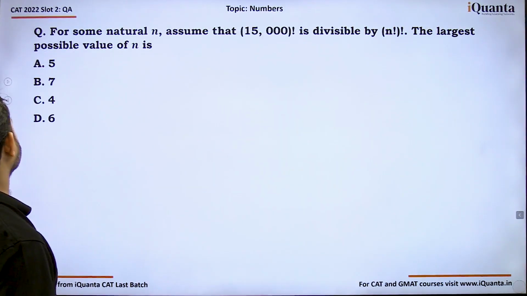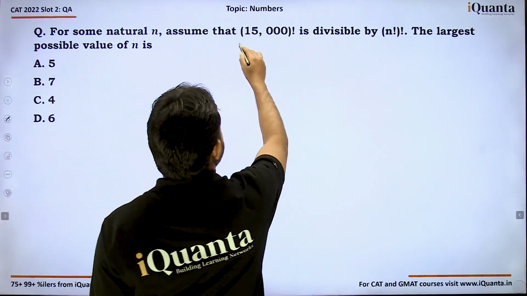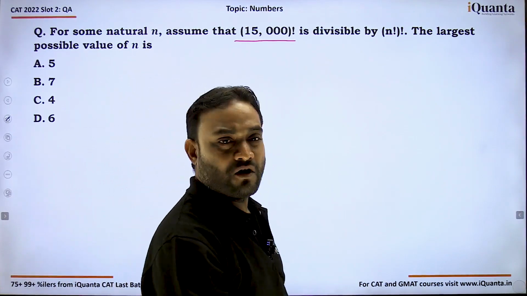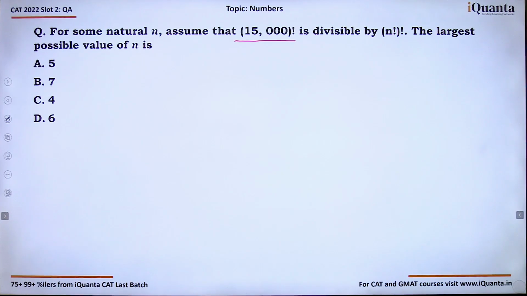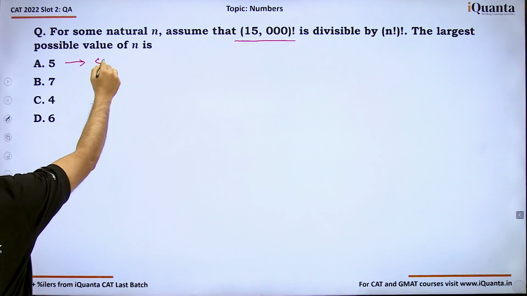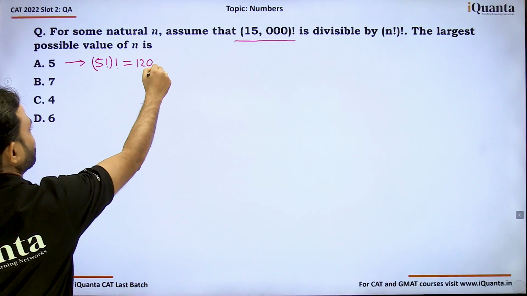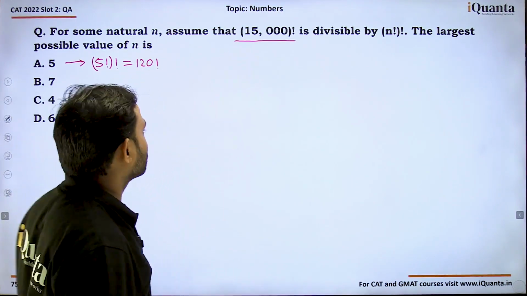Next question is based on numbers. It says for some natural number n, assume that 15,000 factorial is divisible by factorial of n factorial. The largest possible value of n is. So for that, if we talk about option A, this will be 5 factorial of factorial. So this will become 120 factorial, which is definitely dividing 15,000 factorial.